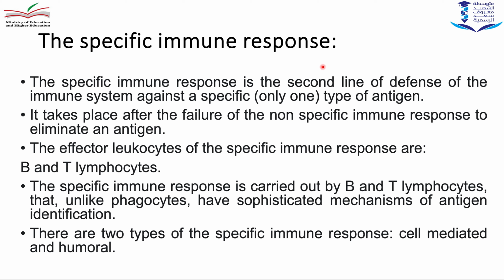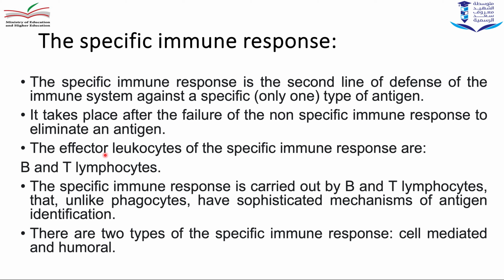So we want to study how the immune response is specific, meaning it's only against one type of antigen. It takes place after the failure of the non-specific immune response to eliminate an antigen. So if phagocytosis cannot kill or destroy the antigen, in this case we will have a specific immune response.